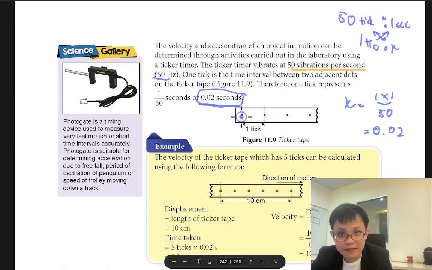Okay, so what is this? This is called a photo gate. It's a timing device used to measure very fast motion with short time accuracy. A photo gate is suitable to determine acceleration due to free fall, the period of oscillation of a pendulum, and the speed of a trolley moving down a track.